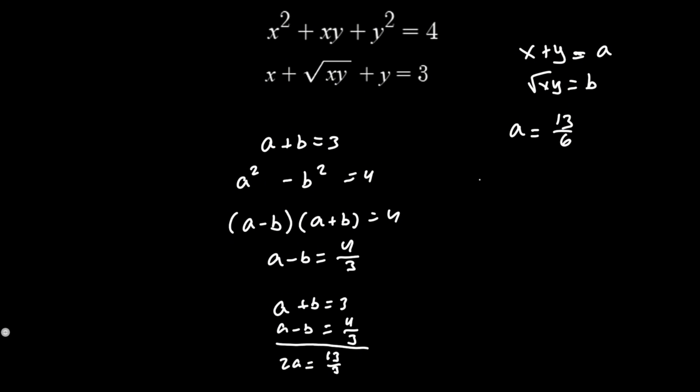And we're going to solve for b as well. We're going to subtract the second equation, so we will have 2b is equal to 3 minus 4 over 3, which is going to be 5 over 3, where b is equal to 5 over 6. Okay? So the fact that we found a and b is going to make our life much easier now.